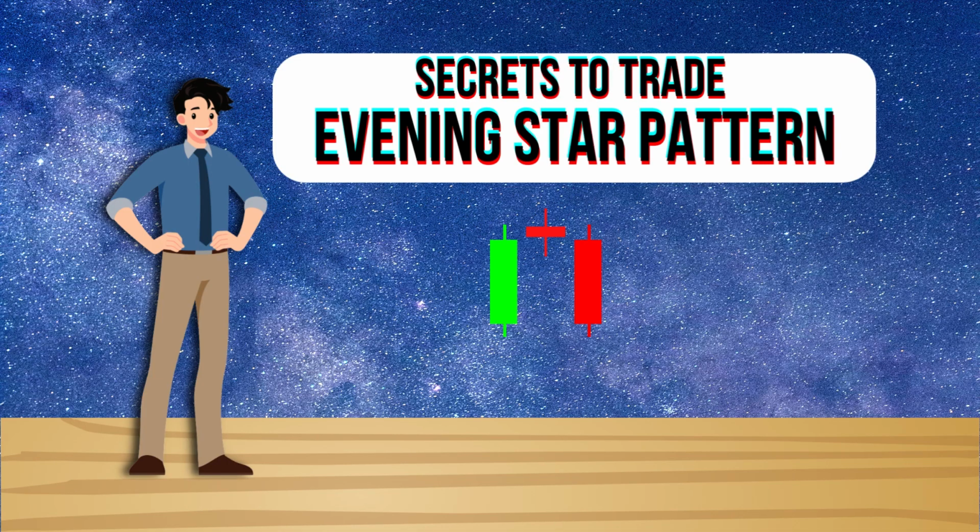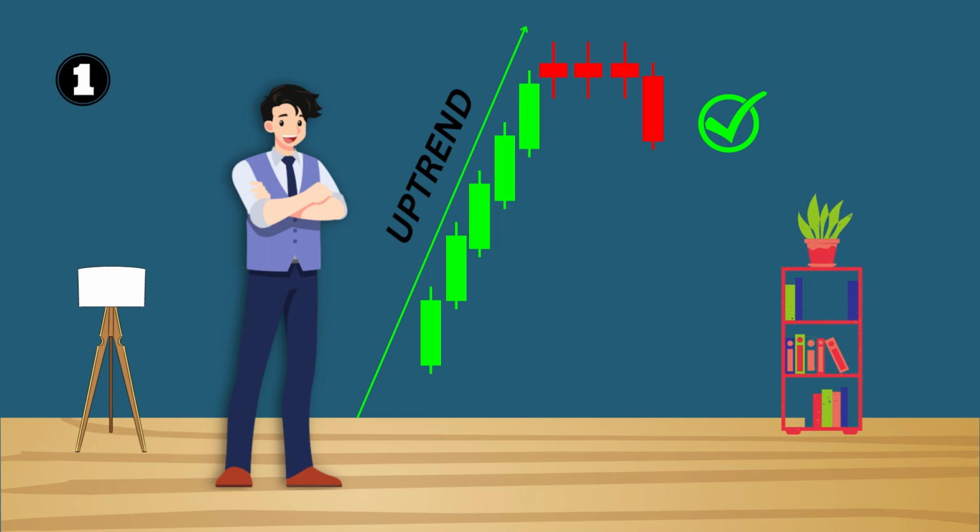Friends, evening star pattern has some secrets. Evening star pattern can have more than one Doji star. Evening star pattern is valid even if it has Doji stars 2, 3, 4 or even 5.